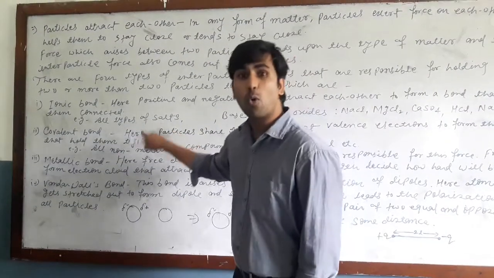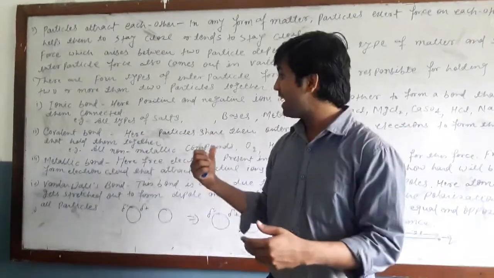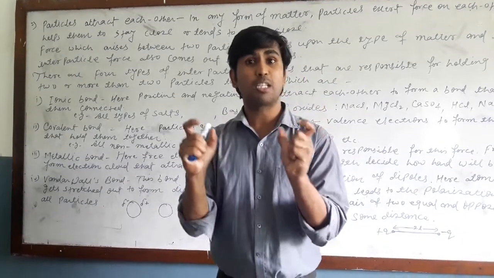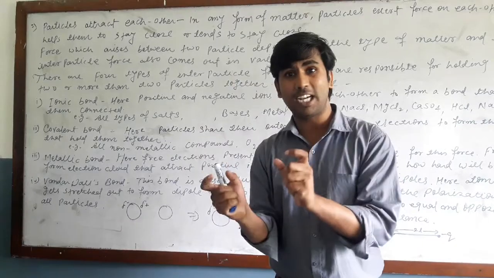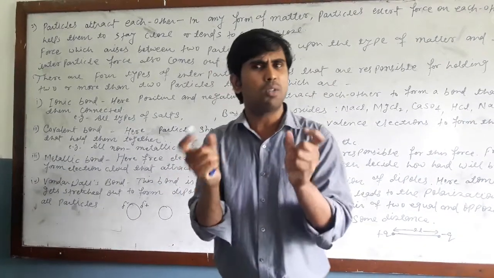Second is called covalent bond. Co means coexist, together. Valent means valency. When two atoms, especially non-metallic atoms like two oxygen atoms or two nitrogen atoms or two hydrogen atoms, how do they connect with each other?